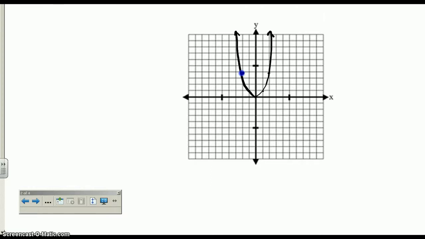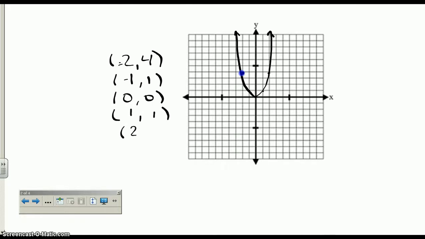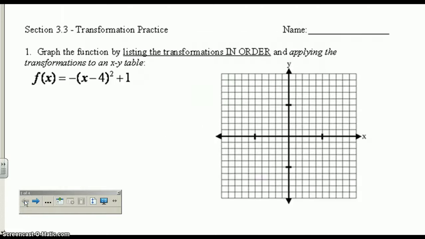So here's my parent function for the square function. This is important because I have 5 points on here that I'm going to use for my transformation. I have 1 point that's negative 2, 4. I have 1 point that's negative 1, 1. Another one, 0, 0. 1, comma 1, and 2, comma 4. So these are the points that I'm going to put in my XY table. So let's go back to this transformation problem number 1.